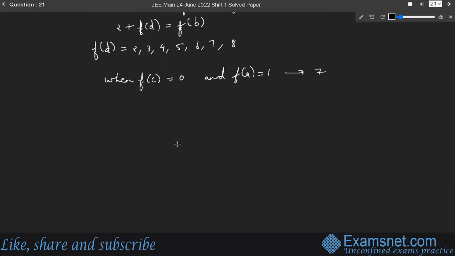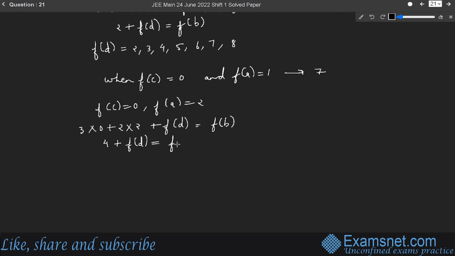Now, another case is when f(c) is equal to 0 and f(a) is equal to 2. Then 3 into 0 plus 2 into 2 plus f(d) will be equal to f(b). So 4 plus f(d) will be equal to f(b). Therefore, possible values of f(d) will be 1, 3, 4, 5 and 6. So we can say that the total possible functions will be 5.